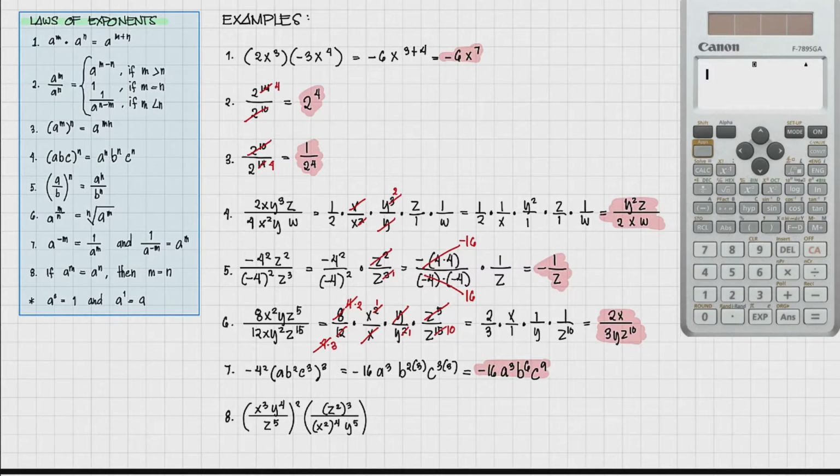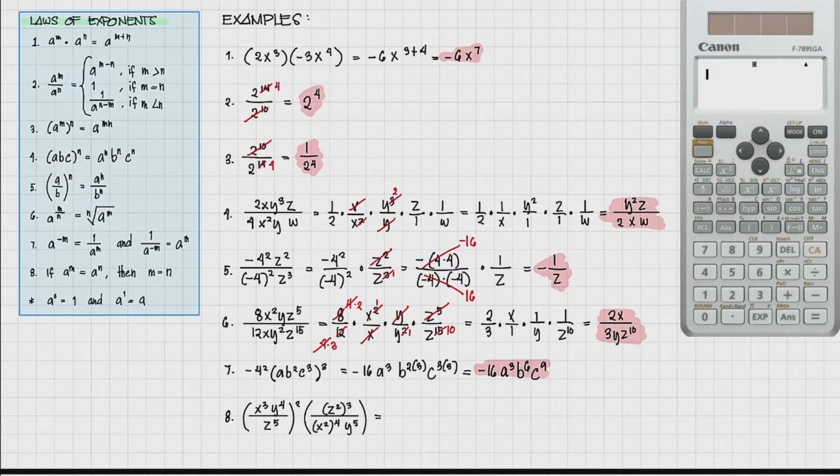And then for number 8, so we have two terms here. The first one and then the second one. What we're going to do is we're going to distribute this exponent to all the variables inside the term, just like in this case. So you have a fraction here, a over b raised to n, and we're just going to distribute the exponent here. So a raised to n, then b raised to n, right? So that's what we're going to do here.